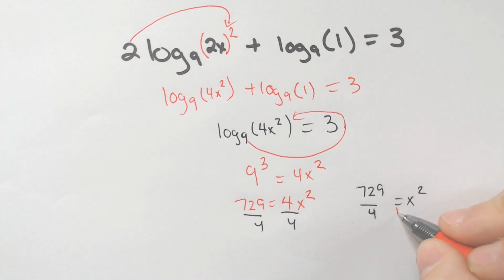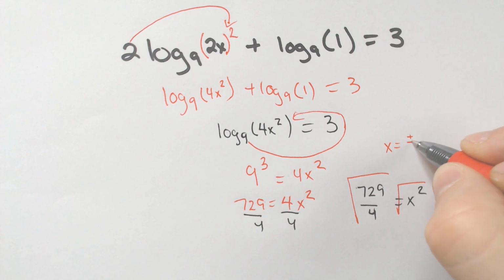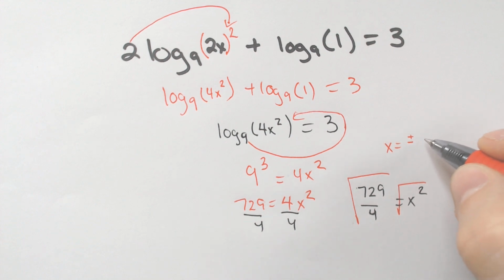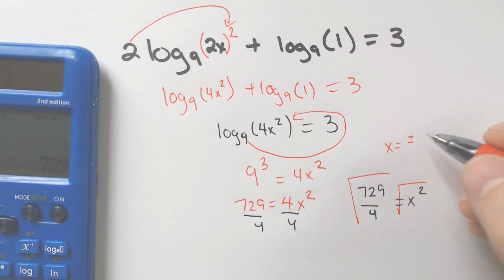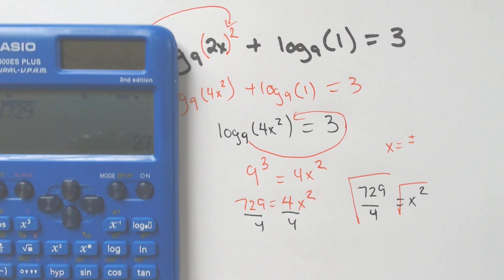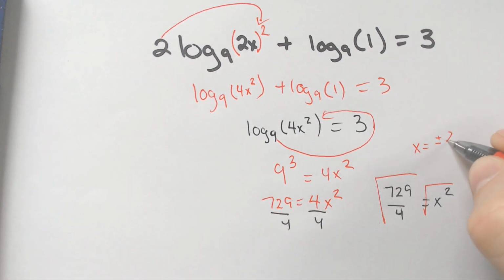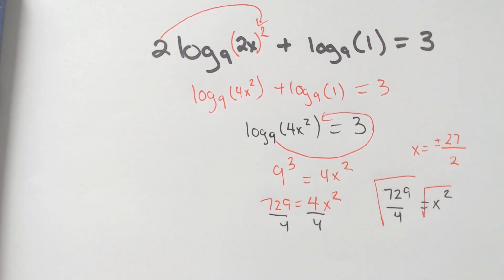And then we're going to square root. So we get x equals plus or minus the square root of 729. On my blue calculator, the square root of 729 is 27. That's fun. So we end up with plus or minus 27, and the square root of 4 is 2.